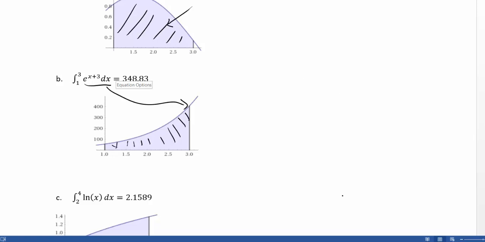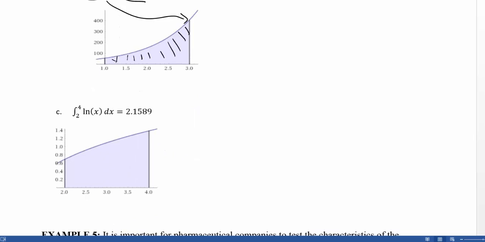One last computational one. We have the integral from 2 to 4 of natural log of x dx. That's going to give us 2.1589. So again, that's going to represent the area under the curve of the natural log of x from 2 to 4.